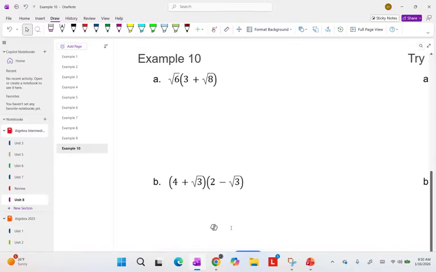All right, guys, in this video, we're going to be looking at example 10. We're going to be using the distributive property in this. This is just repeated multiplication, so it's multiplying two things instead of just one. And so we'll start off here on part A.